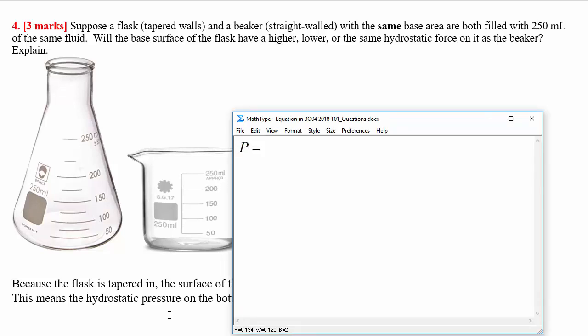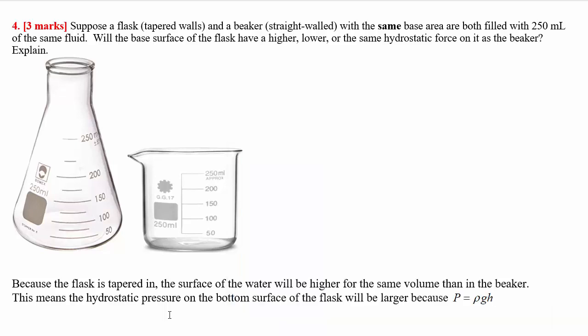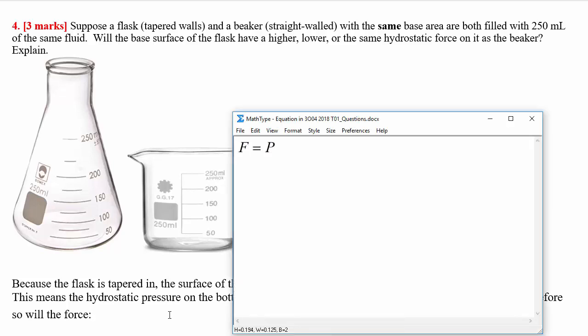Because the hydrostatic pressure is equal to rho times g times the height or the depth that we've moved to from the surface. And so higher height means higher pressure, and therefore so will the force. Hydrostatic pressure on the bottom surface of the flask will be larger because the pressure is rho gh, and therefore so will the force also be larger. F is equal to P times the area.